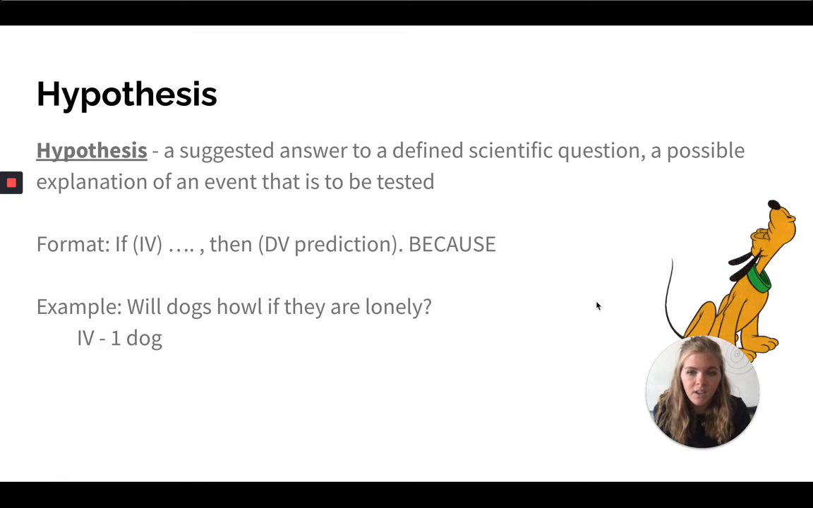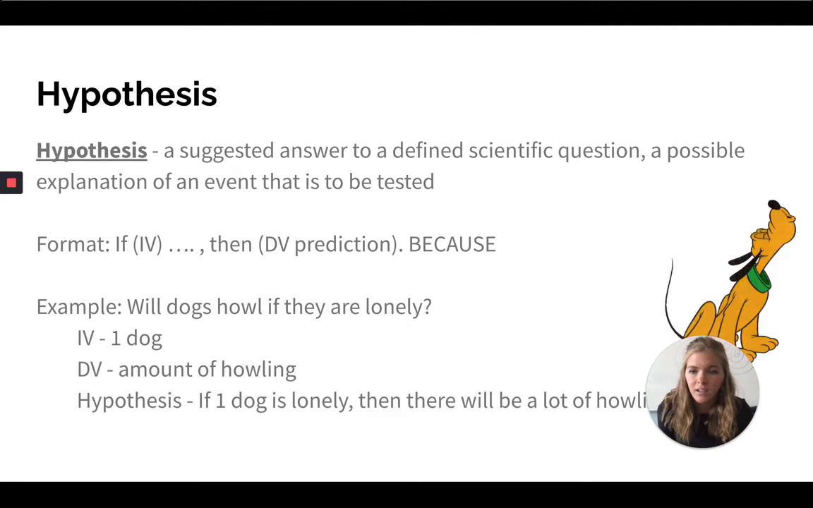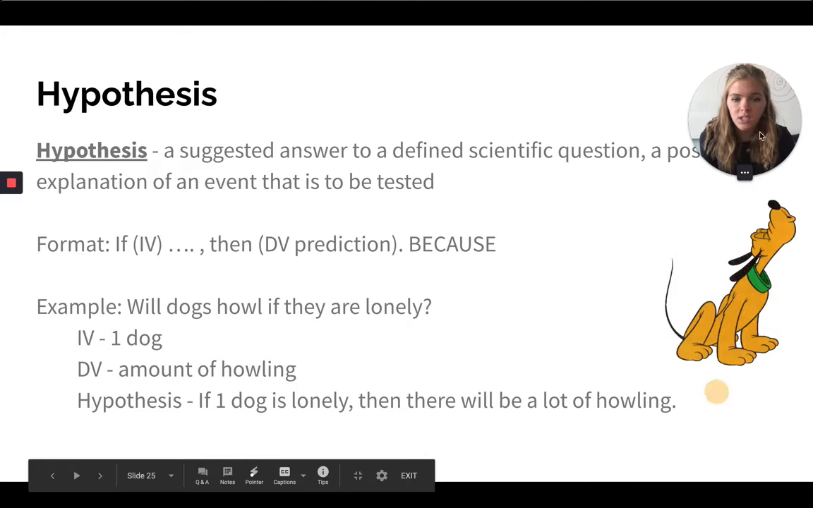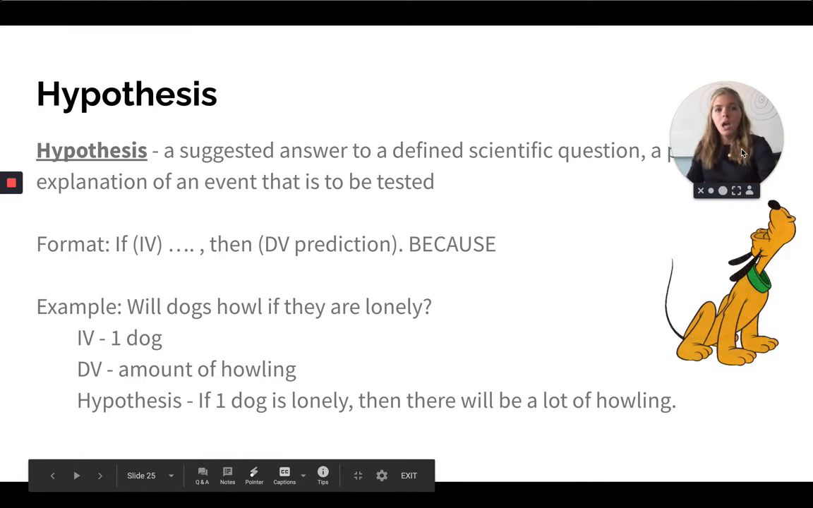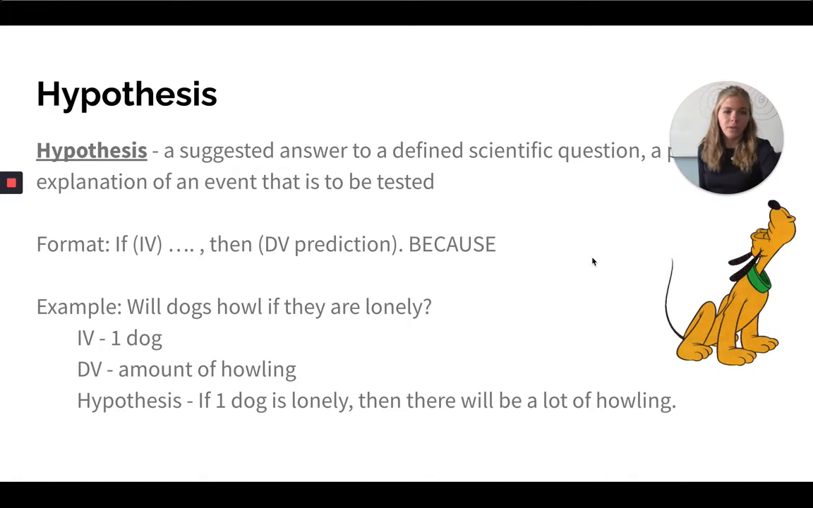So our independent variable is again going to be the dog. Our dependent variable is, are they howling, amount of howling. And our hypothesis, if one dog is lonely, then there will be a lot of howling because it wants friends. So we're going to be doing a lot of practice with hypotheses as we go throughout the year. I think that's the end of our notes.